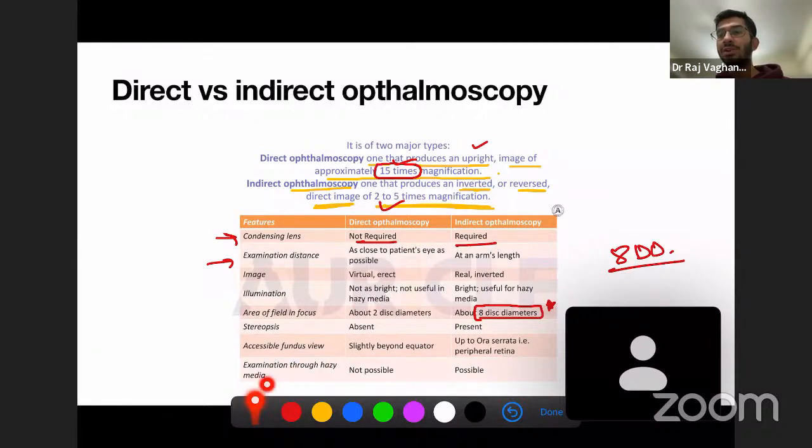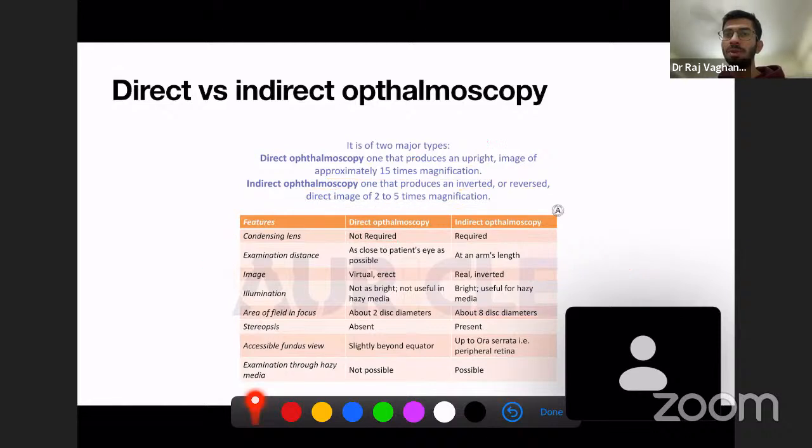Examination through hazy media, I told you, is not possible in direct, possible in indirect. So this is the difference between direct and indirect ophthalmoscopy. It is many times asked in your theory exams, as well as in your practical exams. So it is a very important topic. You should not afford to miss this. Okay, you have to learn this topic.